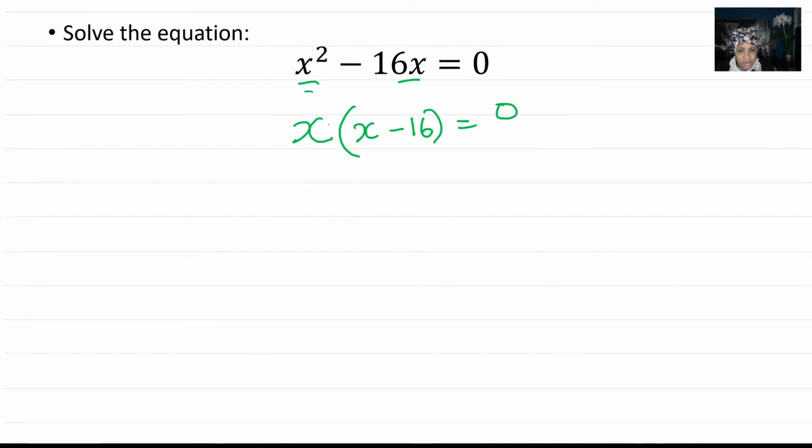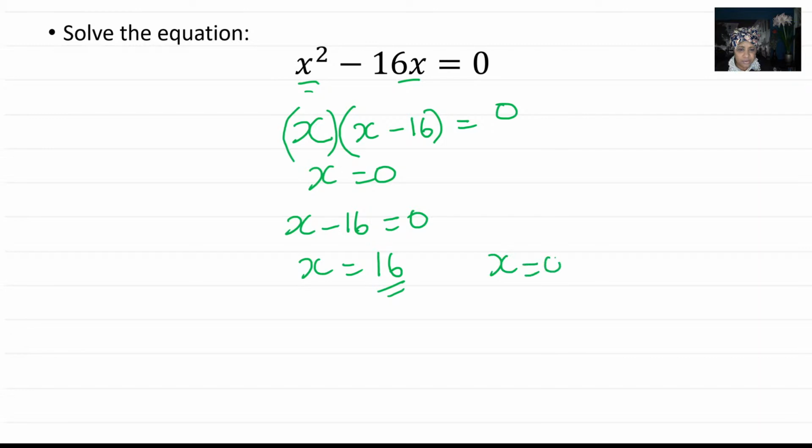So again, you can pretend like there's another bracket here. So x is equal to 0, that's one value. And from the next bracket, you have x minus 16 equals 0. Therefore, x is equal to 16. So your two values are x equals 0 and x equals 16. All right, let's do the next one, guys.